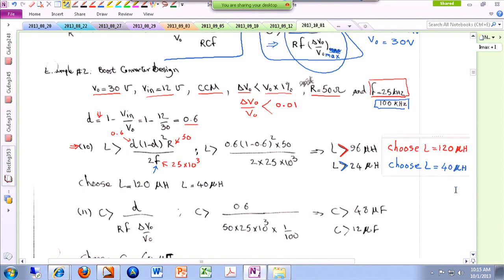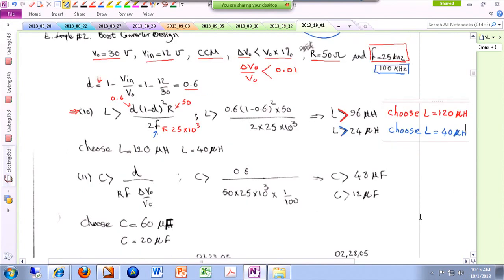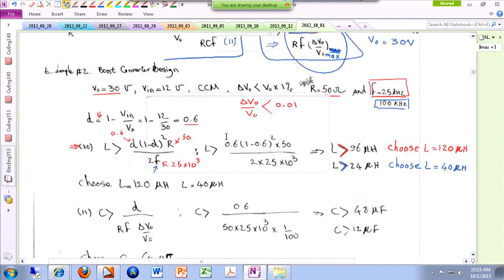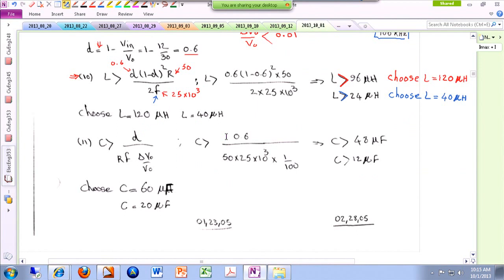What about the capacitor value? So now we are using equation number 11 over here. Delta V out over V out is given to us. It's supposed to be less than 1%. And we have D, we have R, we have F. All that is missing is C. So C has to be larger than D over R over F over delta V out over V out. And duty cycle was 0.6.